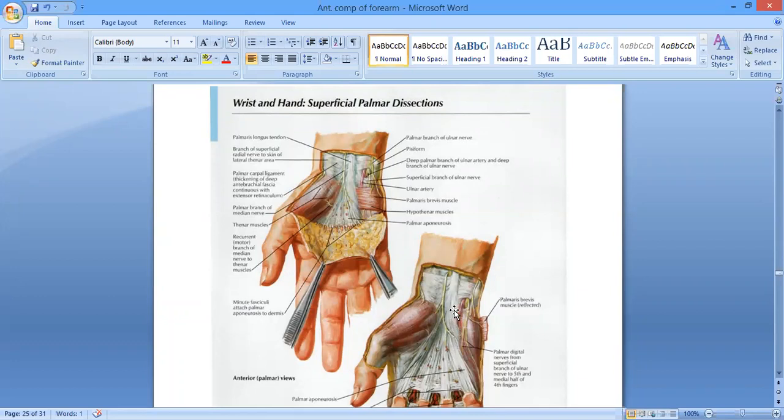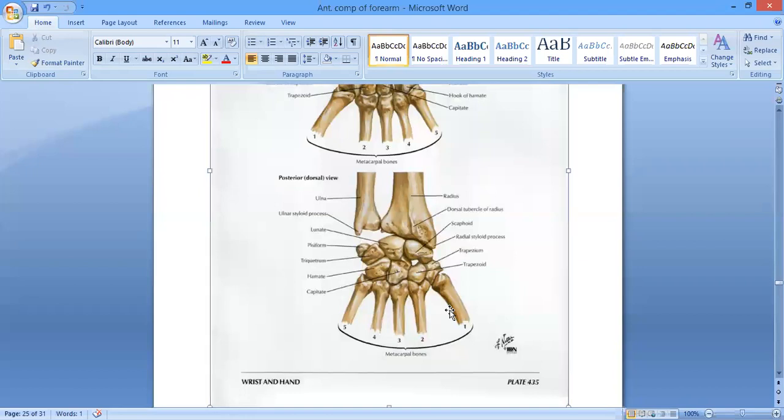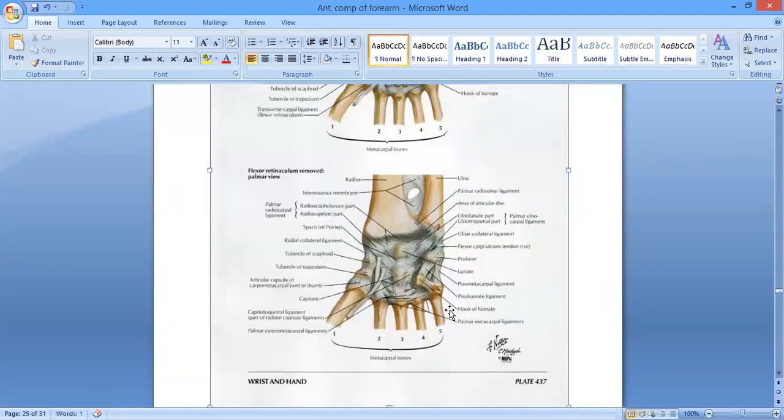As you see, the palmar aponeurosis is considered a degenerated tendon of the palmaris longus. We will study this ahead, right? So it's going to be inserted in the apex of this palmar aponeurosis. Again, it is supplied by what? It is supplied by the median nerve.